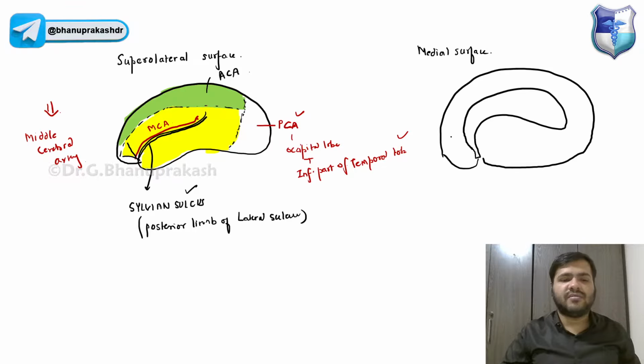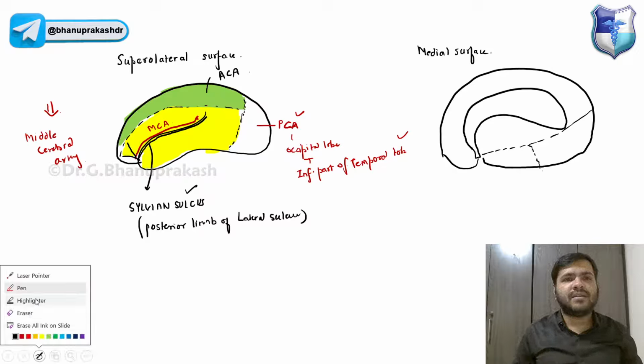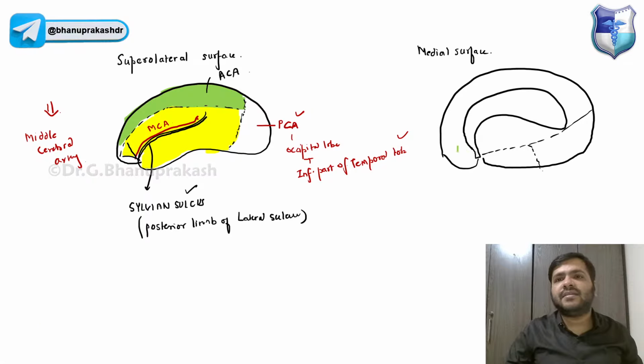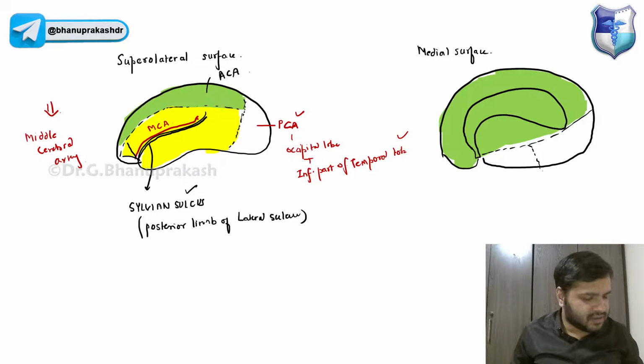This is the corpus callosum, and yes, we are dividing this like this. In the medial part, guys, remember it is the anterior cerebral artery which is the dominant artery over here. You can see the corpus callosum in the medial and the sagittal section, guys, right?